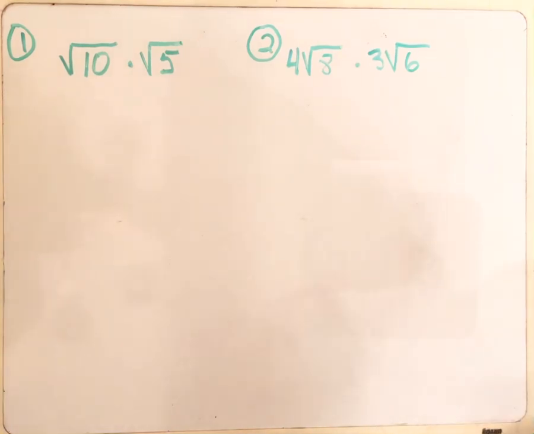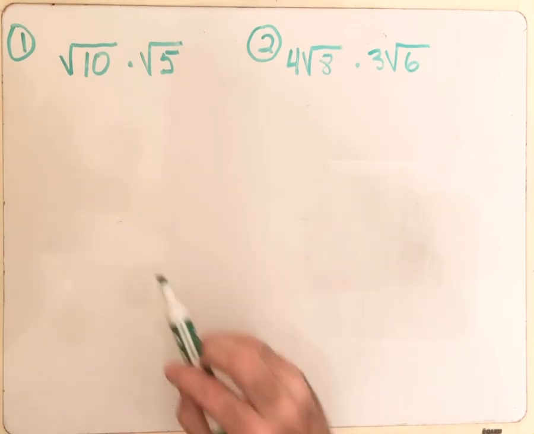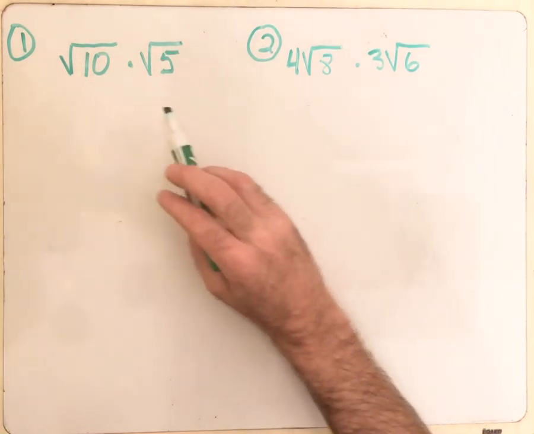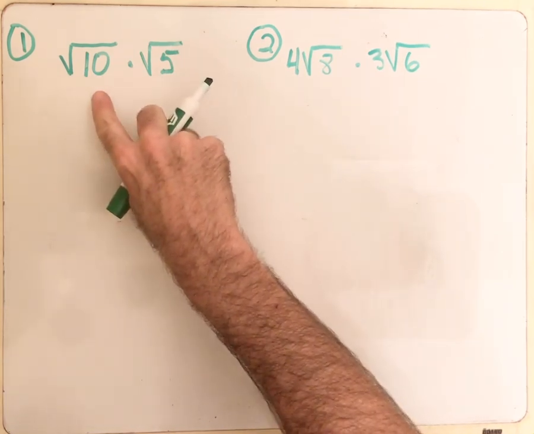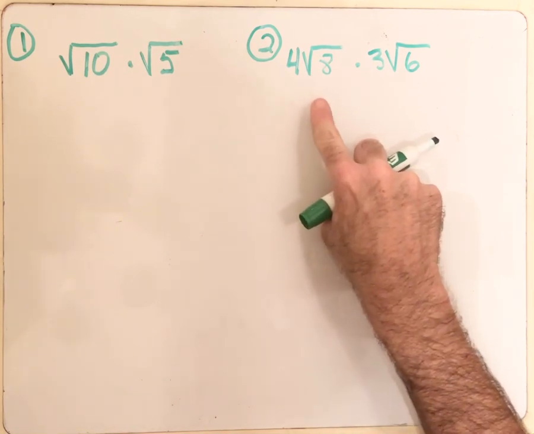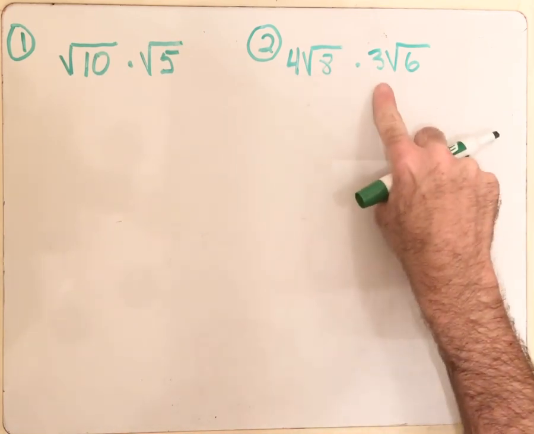All right, guys, so now we're going to talk about the product rule of simplifying square roots, okay? So looking at this first problem, we have the square root of 10 times the square root of 5. The way we're going to do this is sort of similar to fractions. We've got the stuff on the inside, and then looking at problem number 2, you can see that we've got some stuff on the outside here.